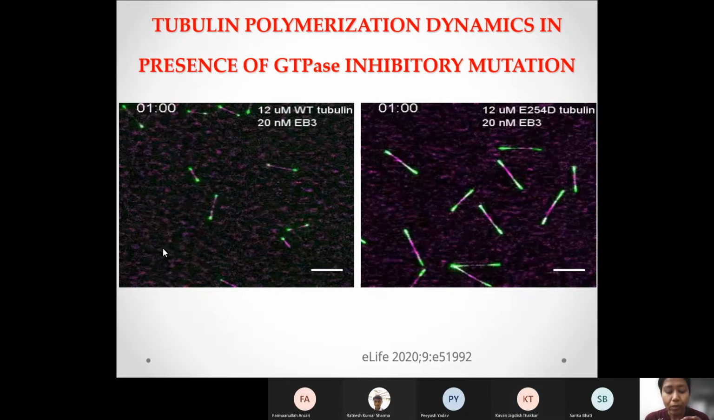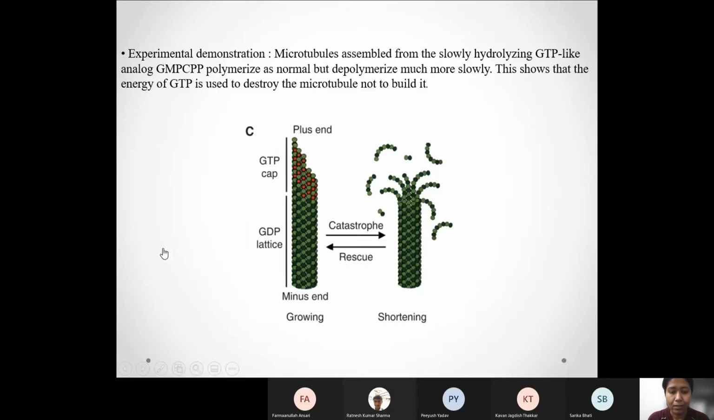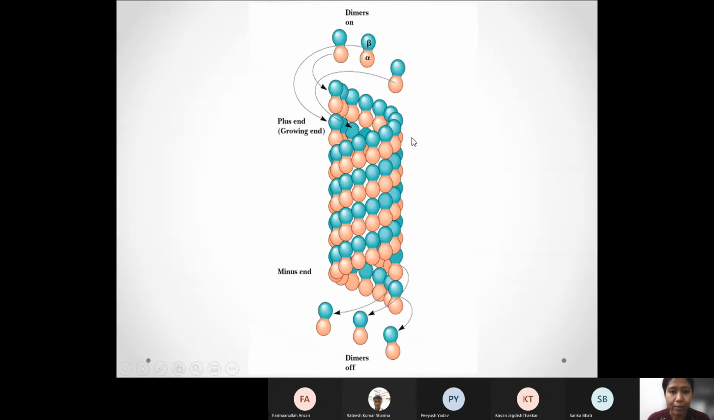So what happens is that you have a mutation here that is associated with the alpha subunit. Let me go to the image, it's easier to understand. So you have an alpha beta subunit, right? And when it polymerizes, the alpha subunit is in contact with the beta subunit, such that the GTP cleft is in contact with the alpha subunit.